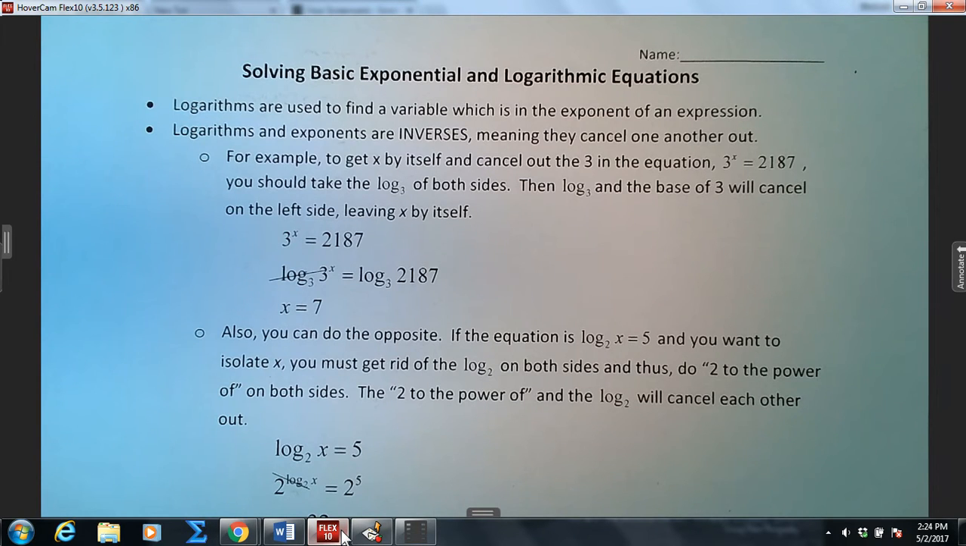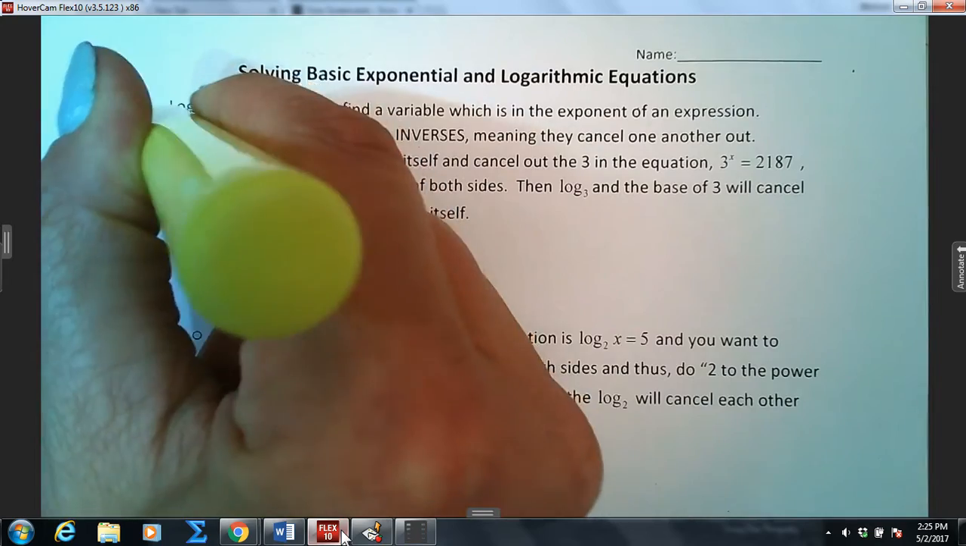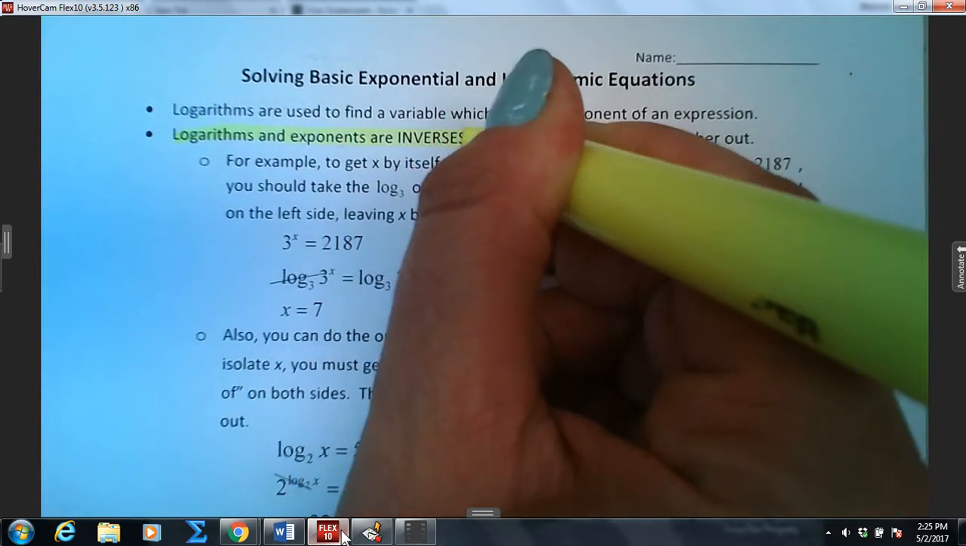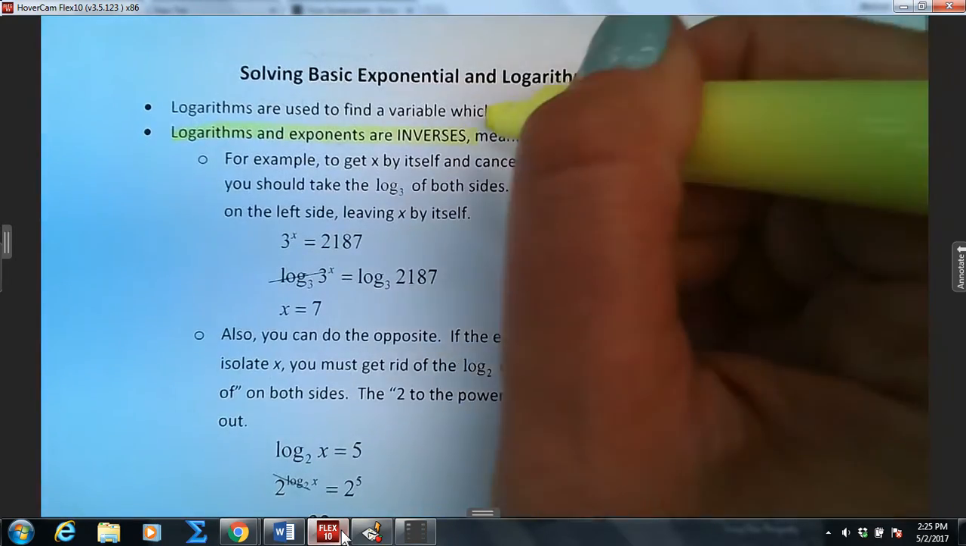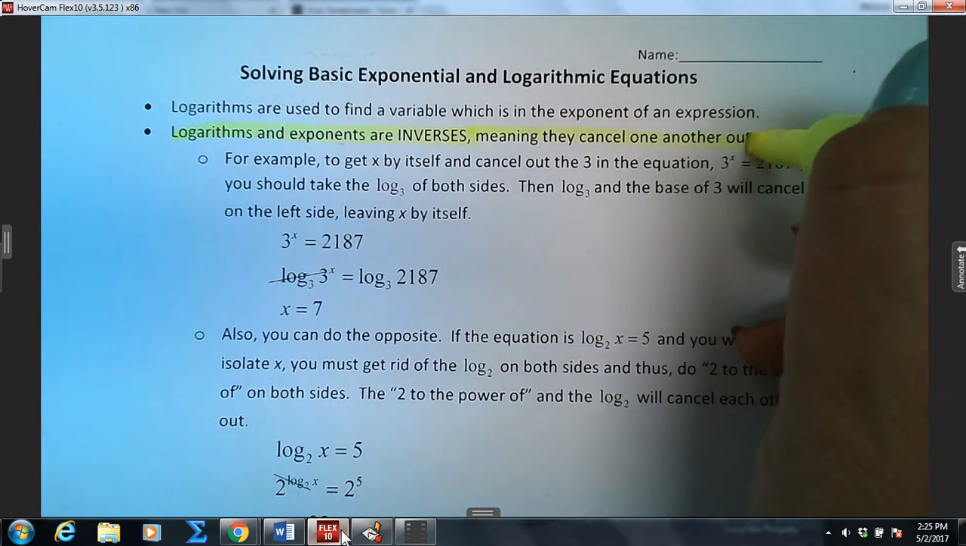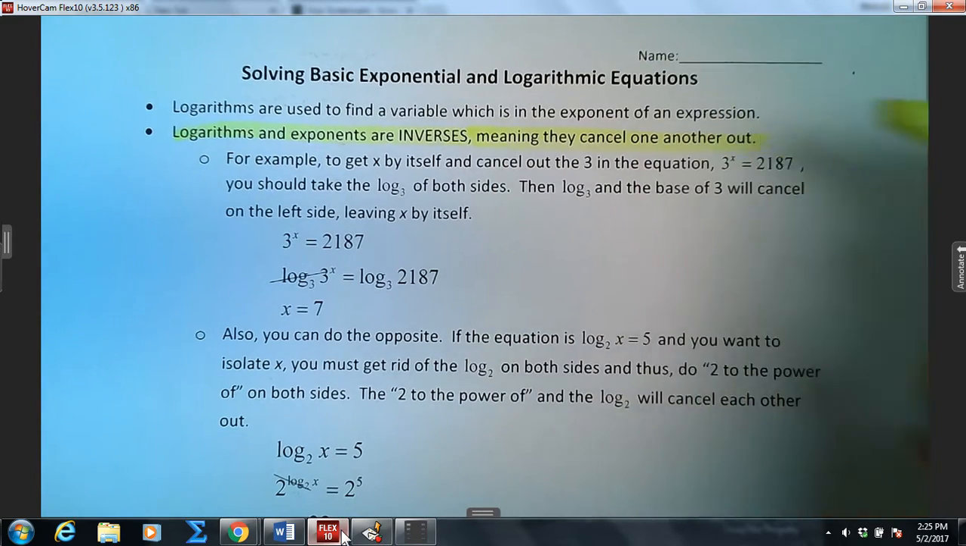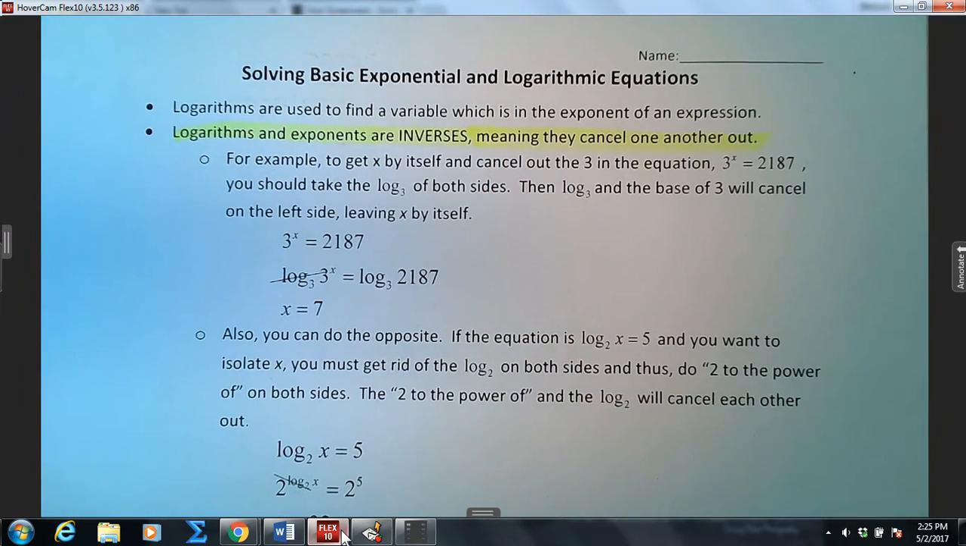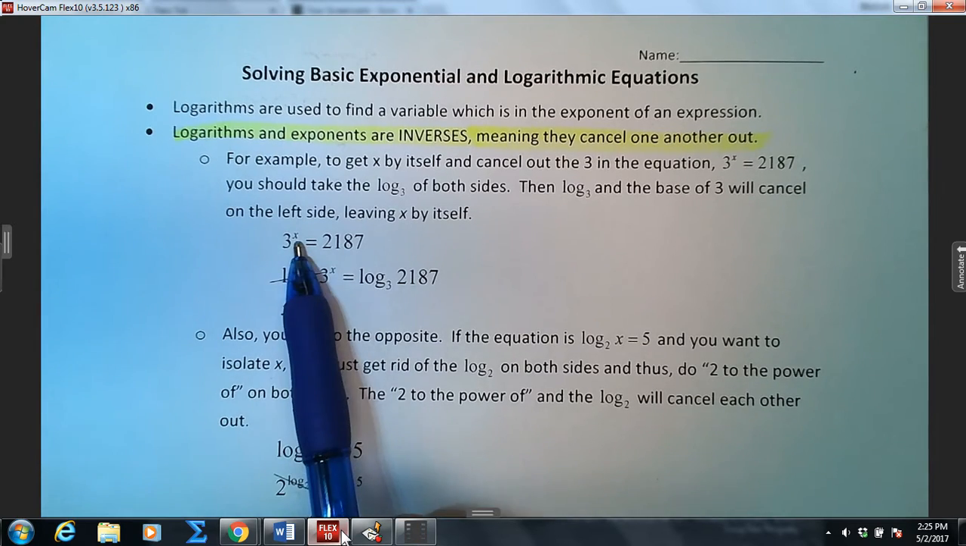First of all, something really important to know is that logarithms and exponents are inverses of each other. That part is so important. That means they cancel each other out when you solve. So just like adding cancels out subtracting, just like multiplying cancels out dividing, a logarithm can cancel out an exponent, which is really handy if we're trying to get x all by itself when x is an exponent.